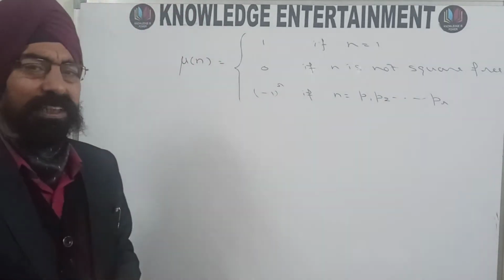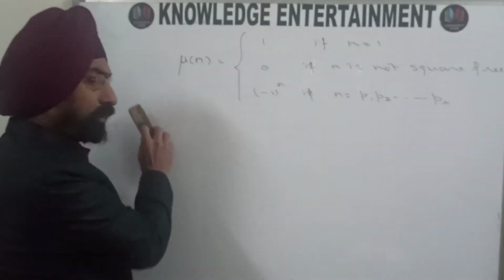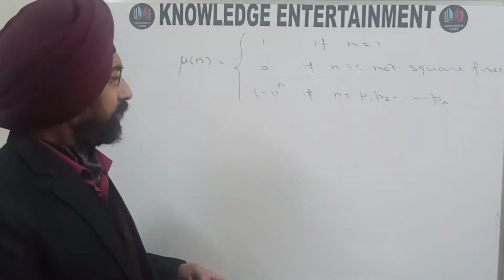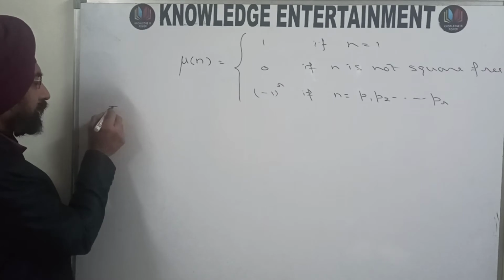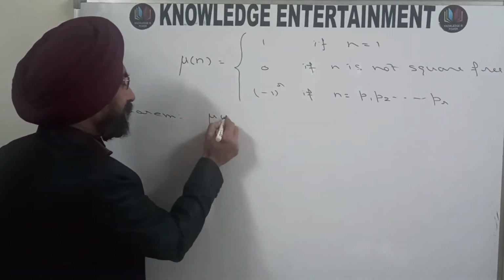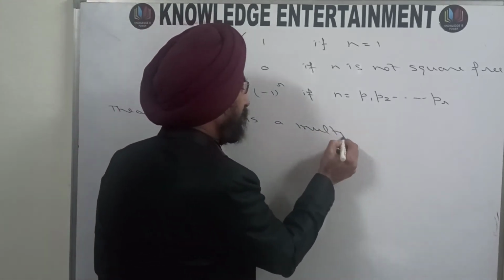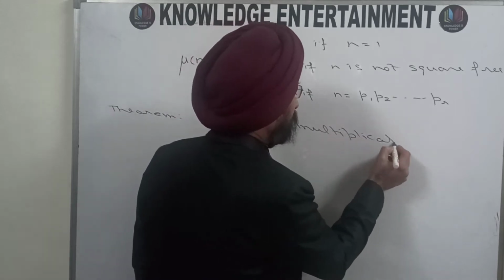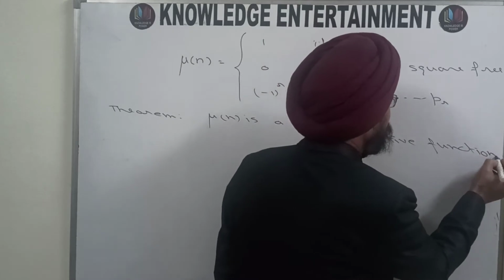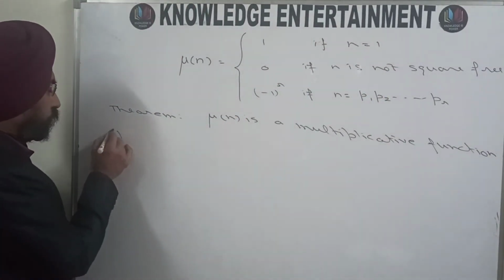So this is the definition of mu n, and now we will have some questions, some theorems related to this Mobius function. So first of all, the first theorem is that mu n is a multiplicative function. So this is the first theorem, that mu n is a multiplicative function. Proof.